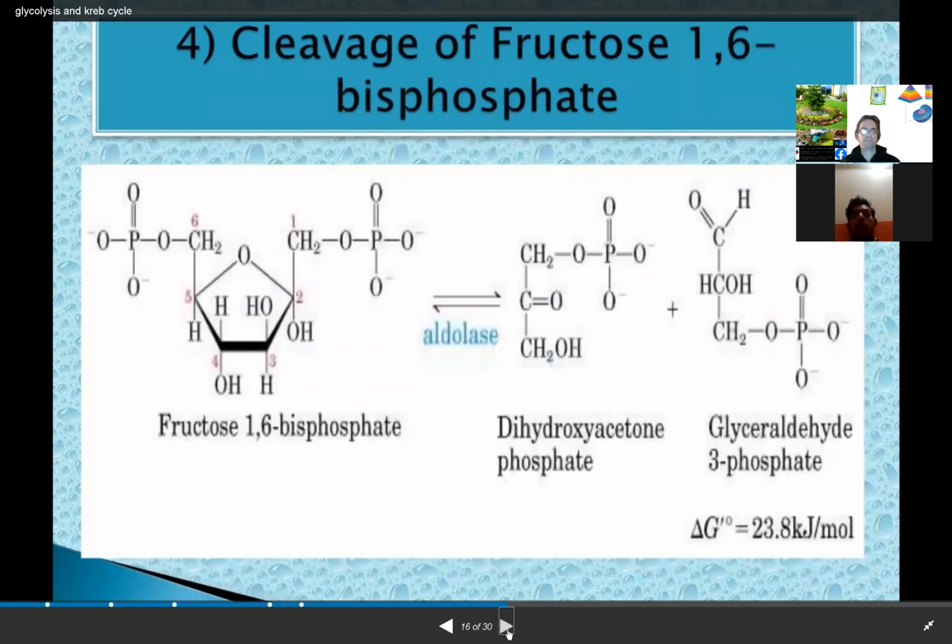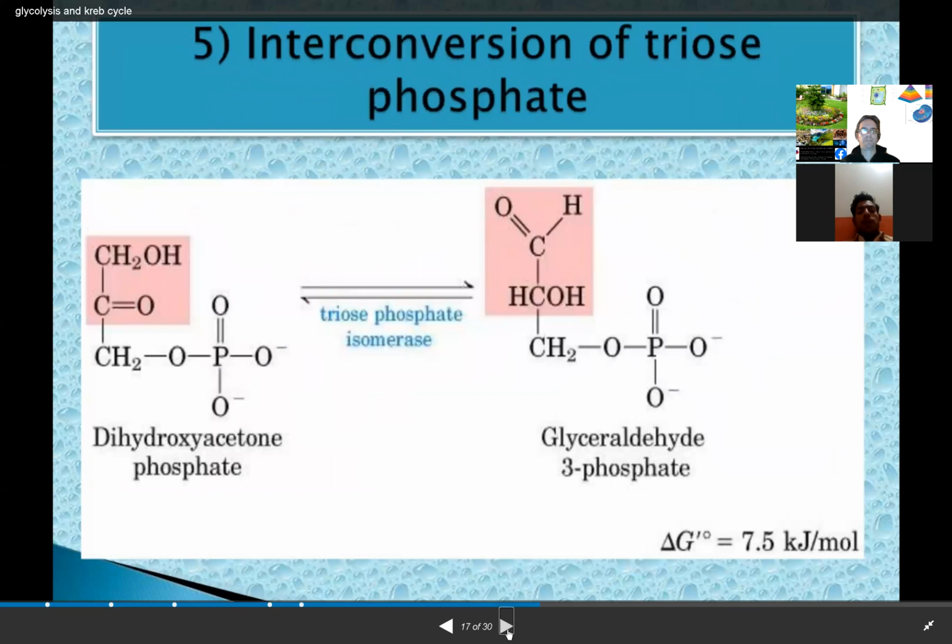The preparatory phase completes with the splitting of fructose 1,6 biphosphate into glyceraldehyde 3-phosphate and dihydroxyacetone phosphate, and both of them are interconvertible. Now from the glyceraldehyde triphosphate, the oxidation phase will start. Glyceraldehyde triphosphate will convert into 1,3-diphosphoglyceric acid, and the 1,3-diphosphoglyceric acid will convert into 3-phosphoglyceric acid.